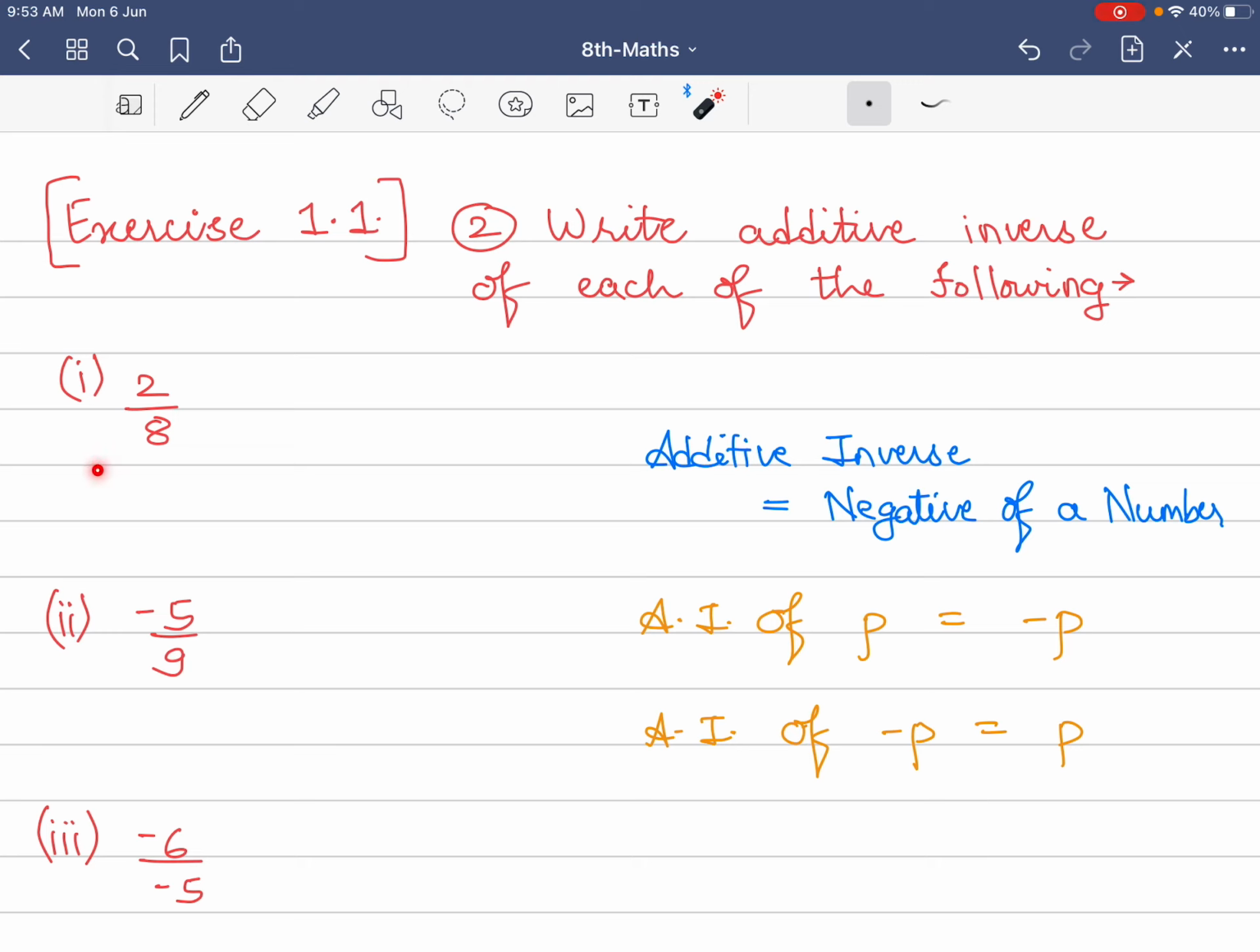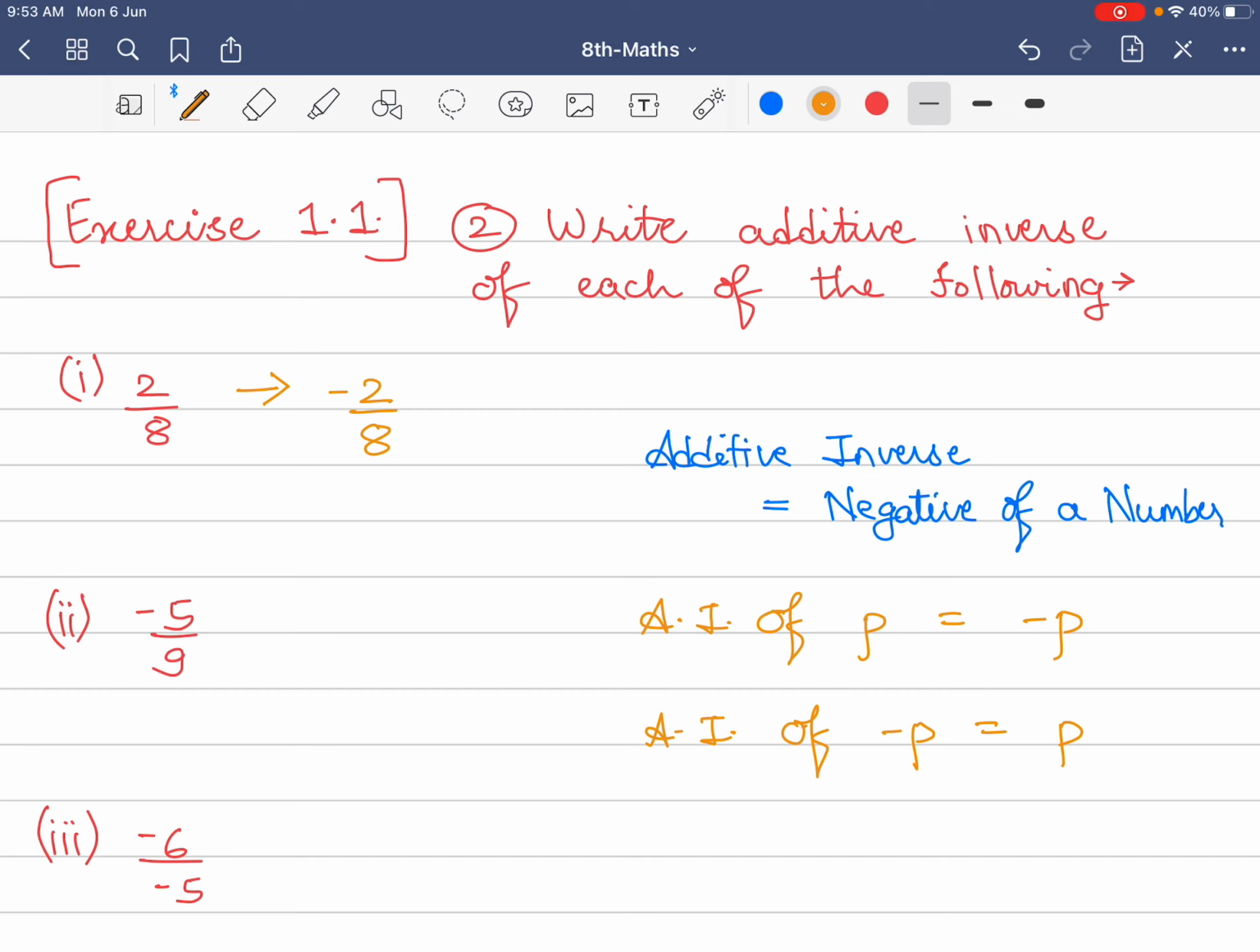Now let's come back to this first number. It's written as 2 by 8. So it's of the form p. So its additive inverse, additive inverse of p, is going to be minus p. So I'm going to write it down here. So additive inverse of 2 by 8 is going to be minus 2 by 8.